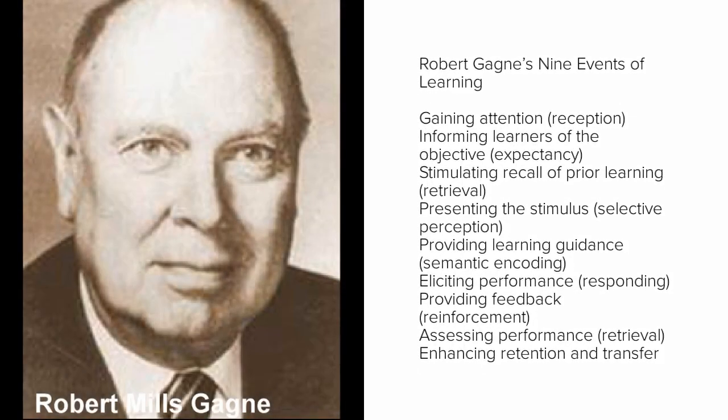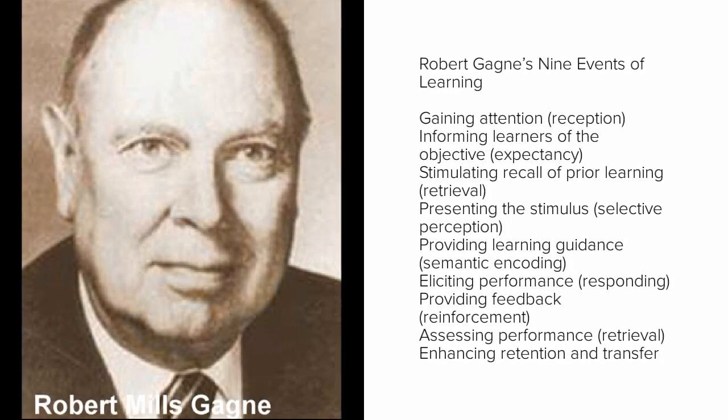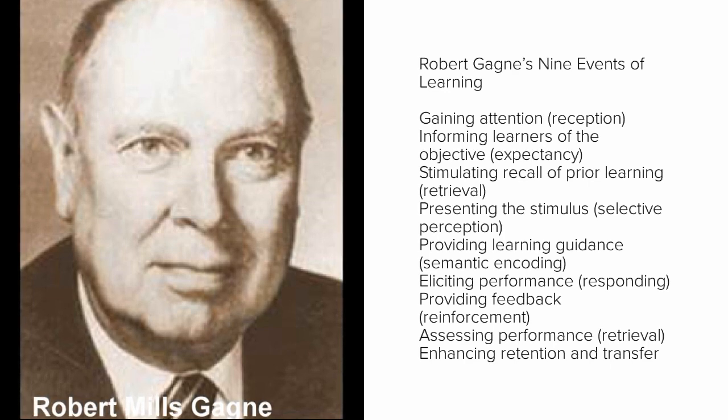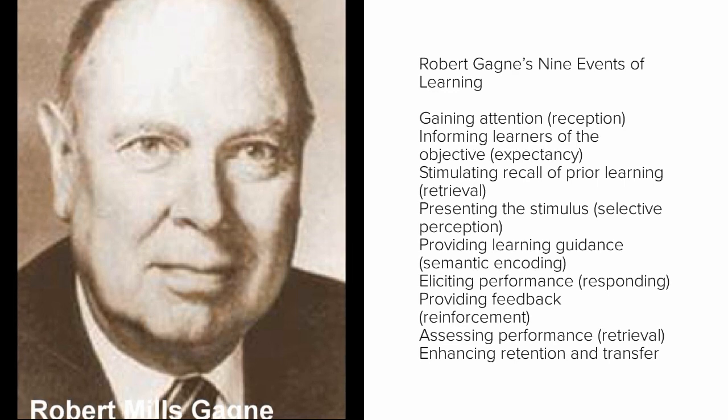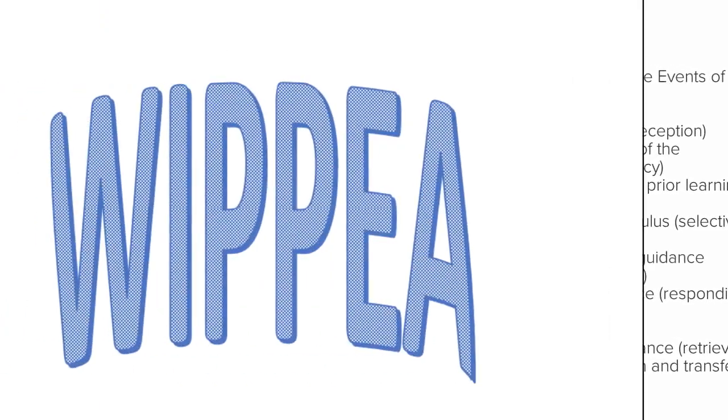Our model is based largely on Robert Gagne's 9 events of learning. Robert Gagne is a foundational instructional designer, instructional design specialist from back in the 1960s. And he identified these 9 events that really set the conditions for learning within someone's mind. And those are things that you want to replicate in any learning process.